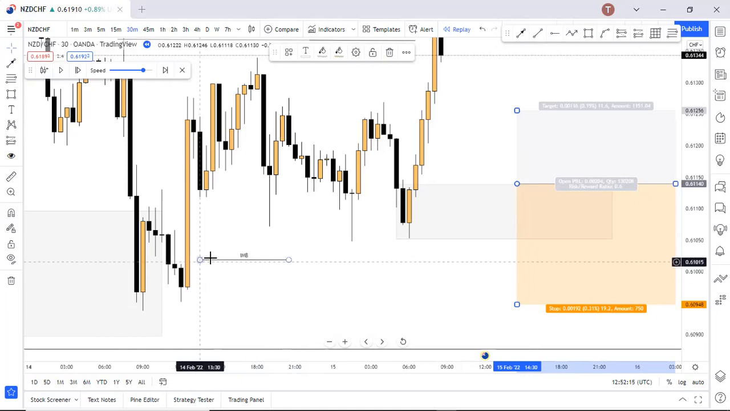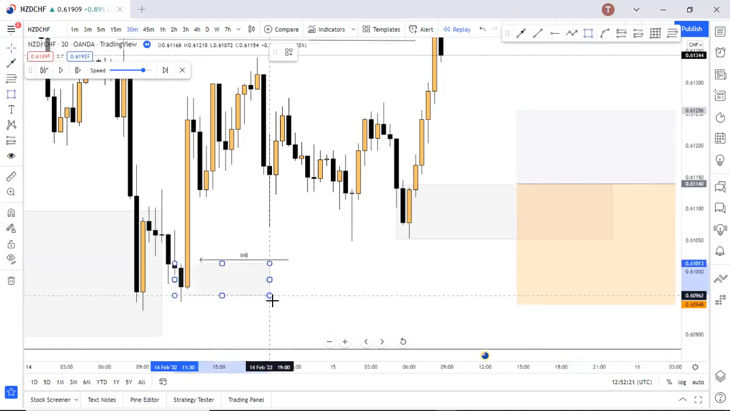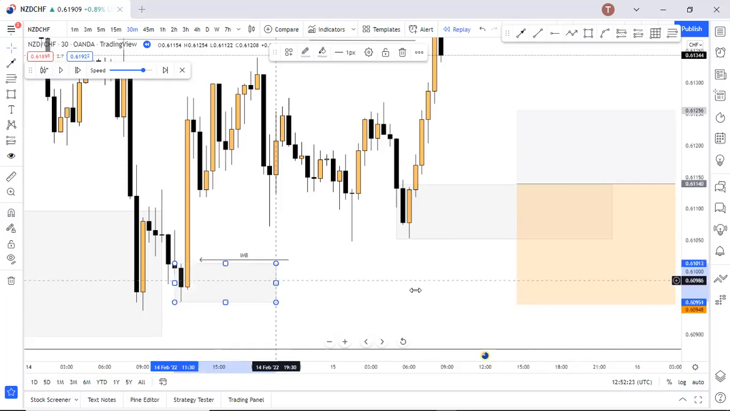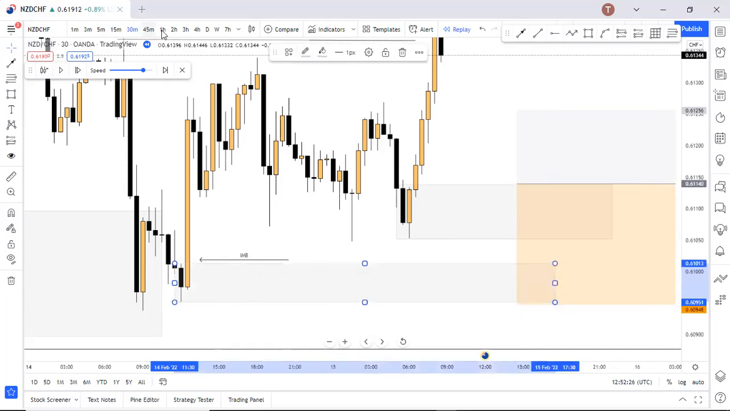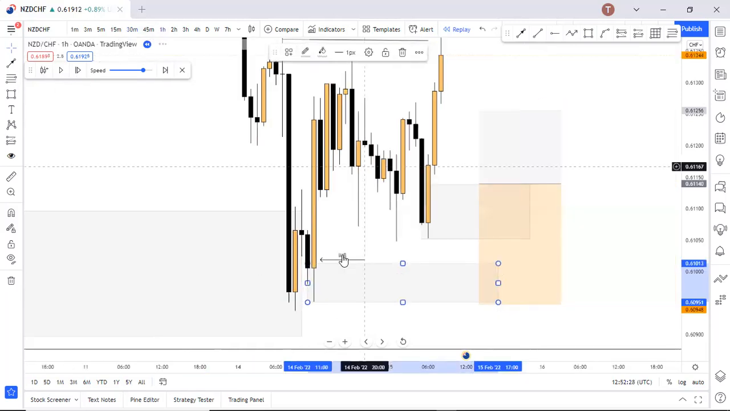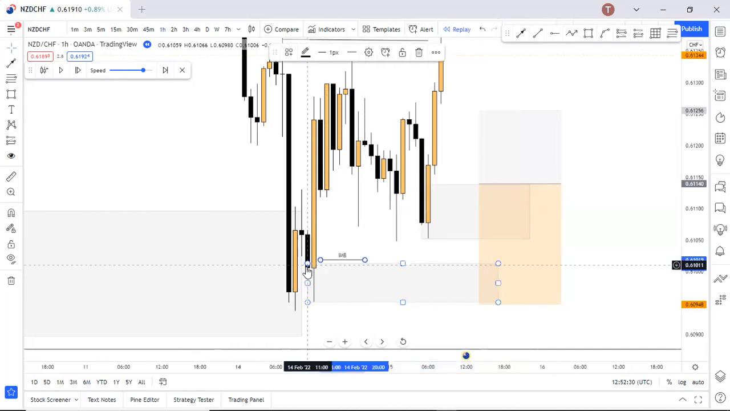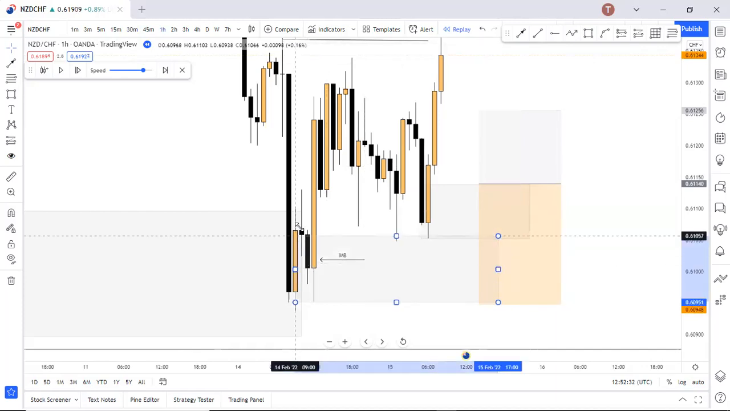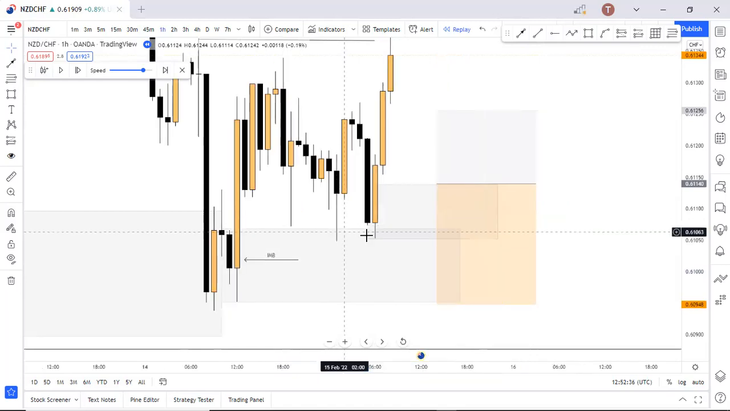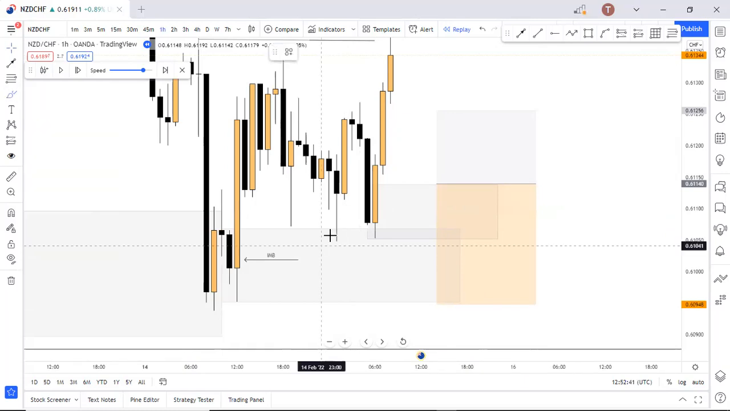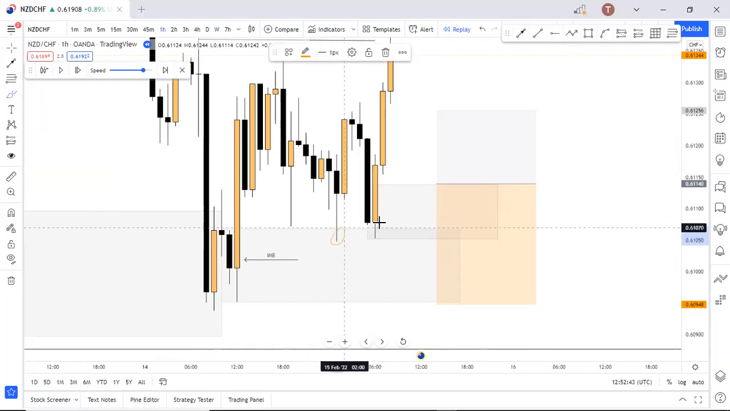So looking at this one, I saw that we had imbalance and some sort of unmitigated demand right here. So what I did, I then went down to the 1 hour time frame. On the 1 hour time frame, I noticed that we had yet a bigger demand zone that has been mitigated two times with these wicks. This zone has been mitigated one time and for the second time as well.